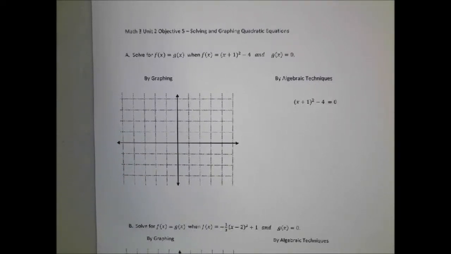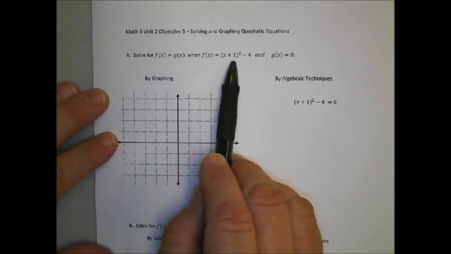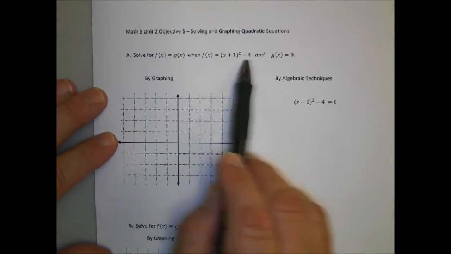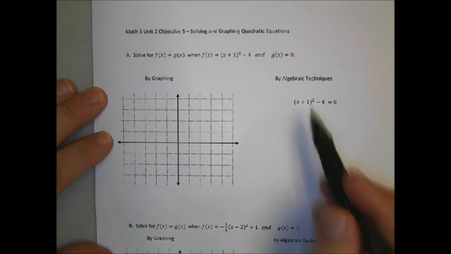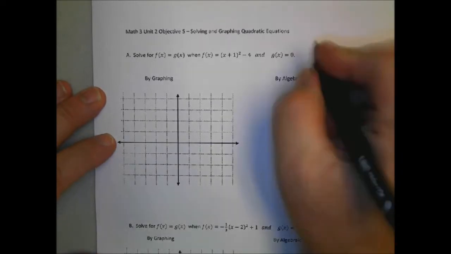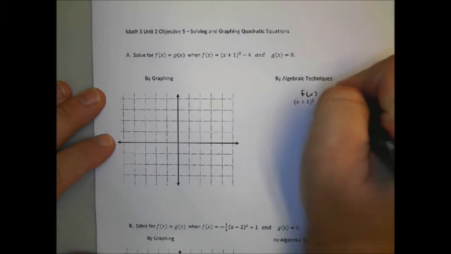In Objective 5, our brief rest from graphing is over because we're now going to solve a quadratic by graphing and by algebra. In the first problem, we've got f of x equals g of x. F of x is defined as (x plus 1) squared minus 4. G of x is defined as 0. So over here on the algebraic side, this is where f of x would equal g of x.